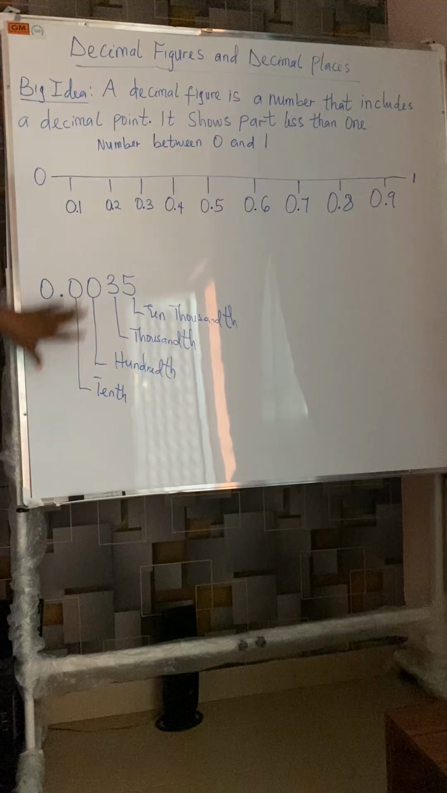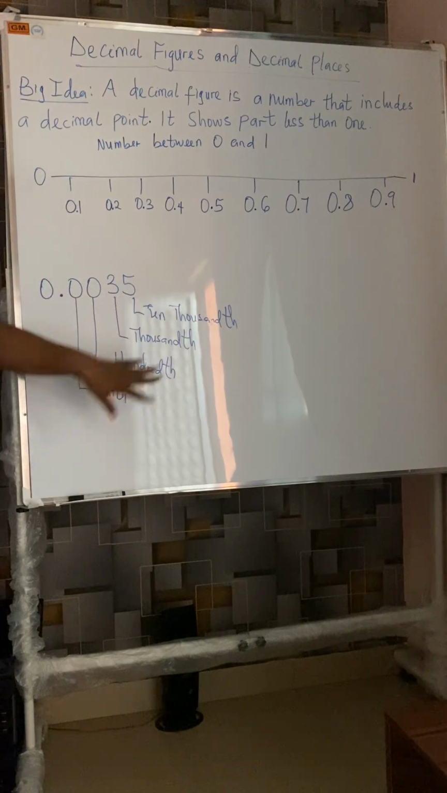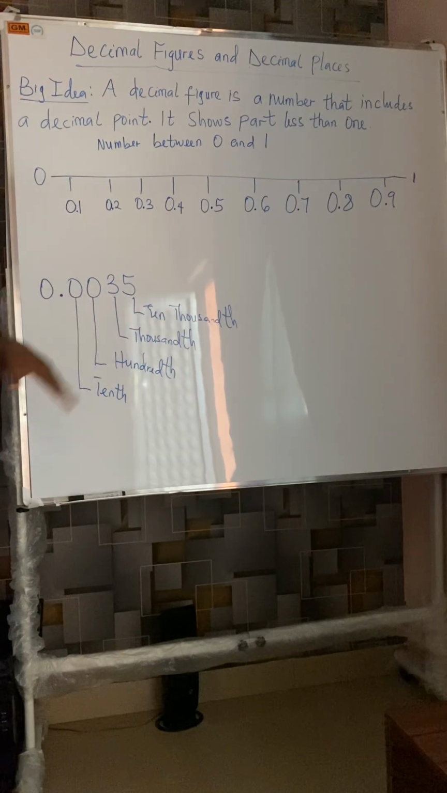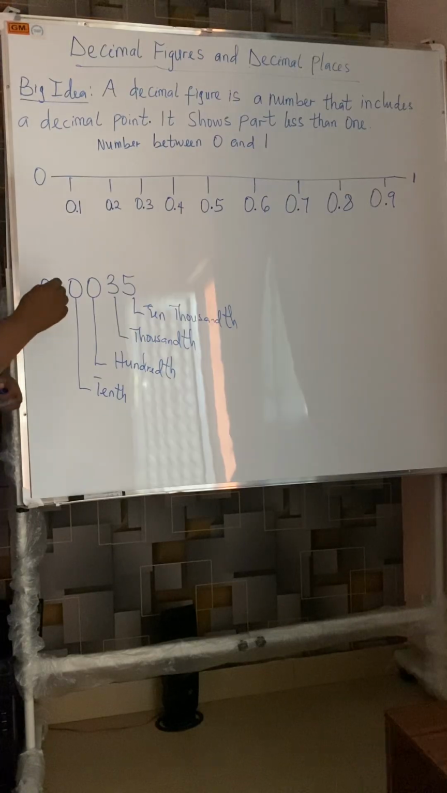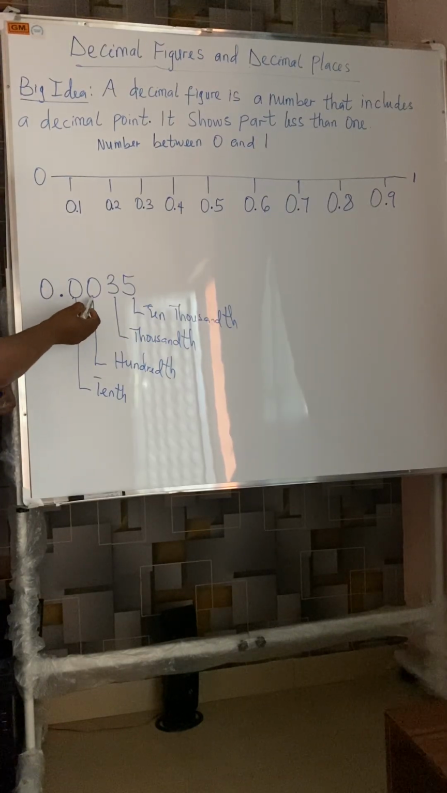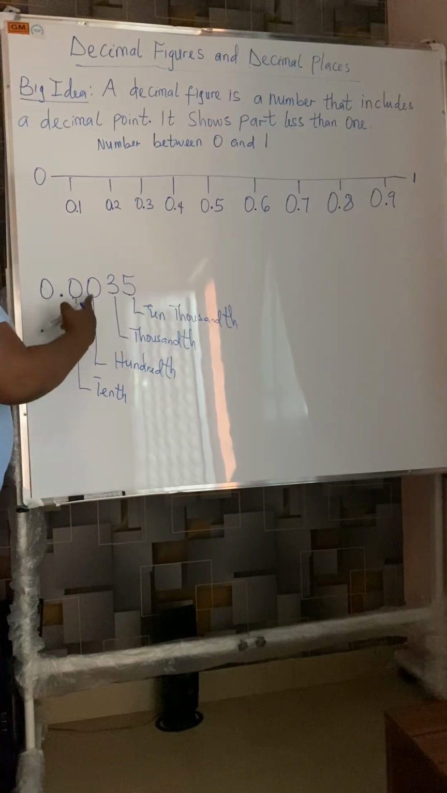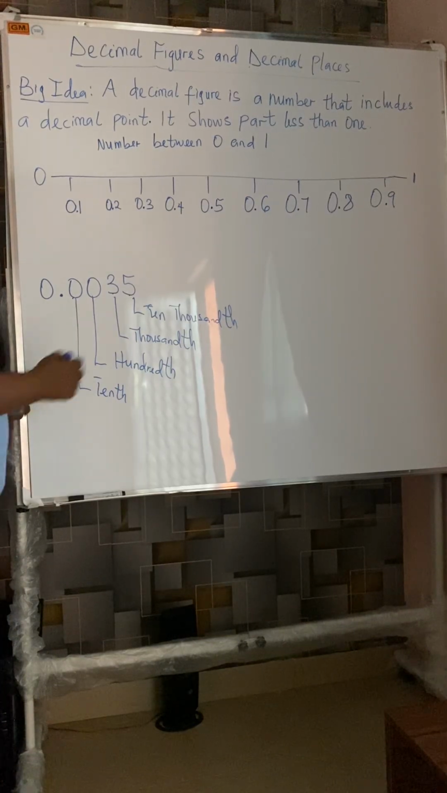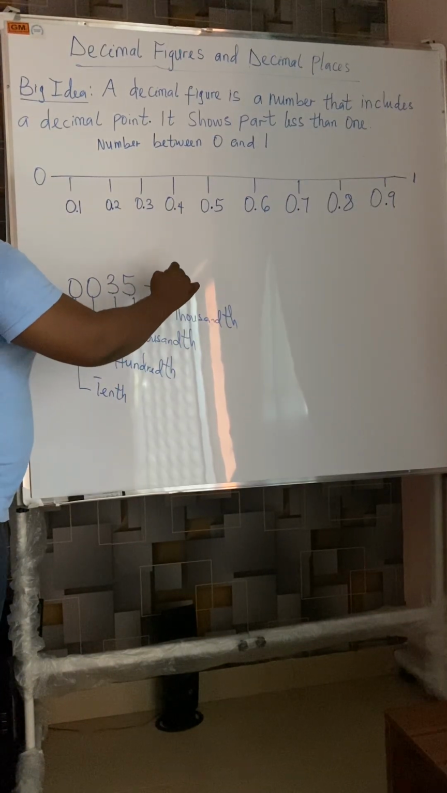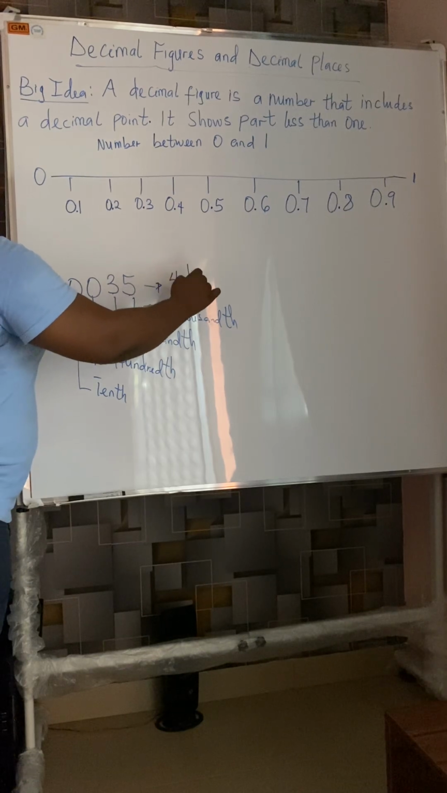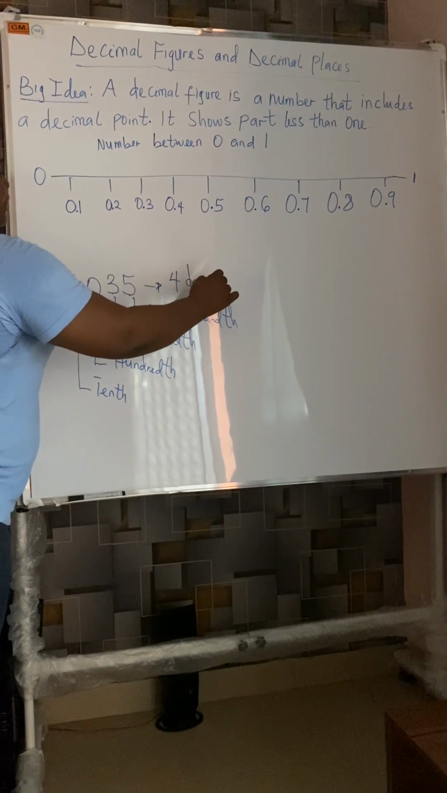So this is the place value arrangement for numbers like this. So I can see the first place, 1, 2, 3, 4. So that means for 0.0035, there are 4 decimal places.